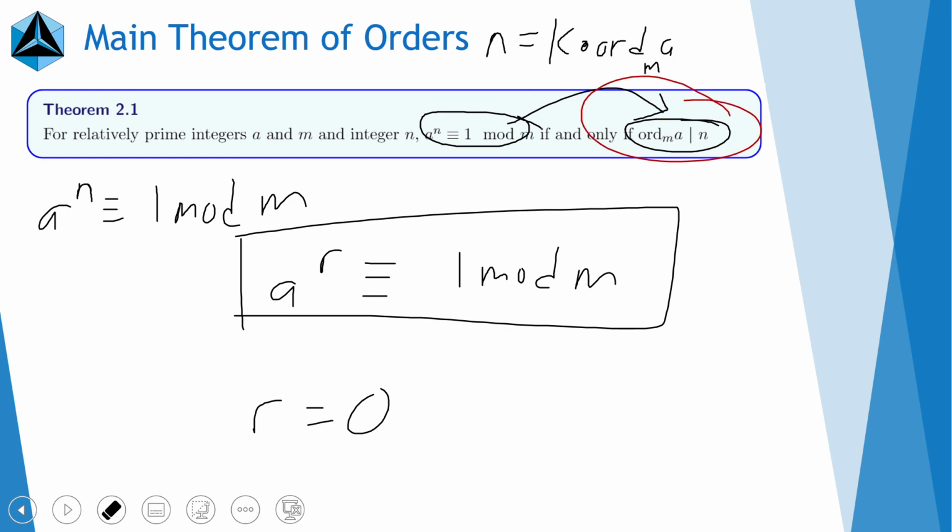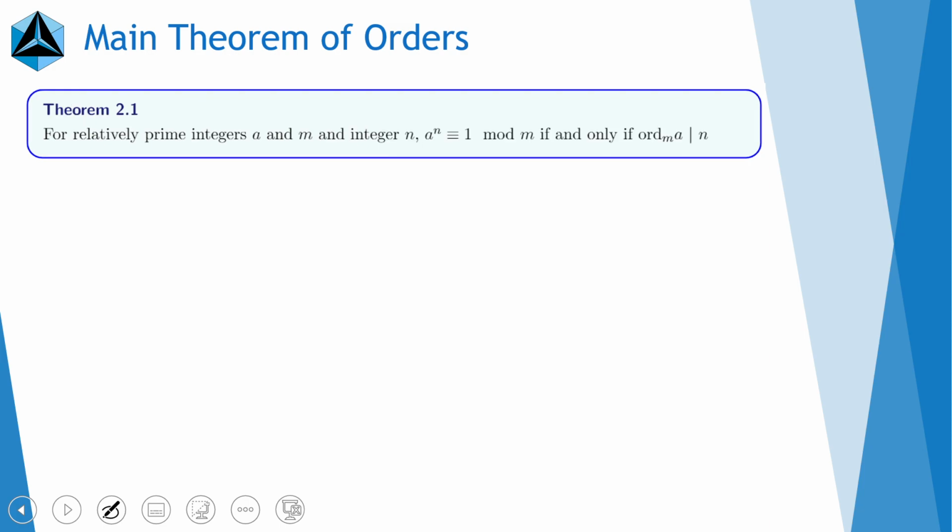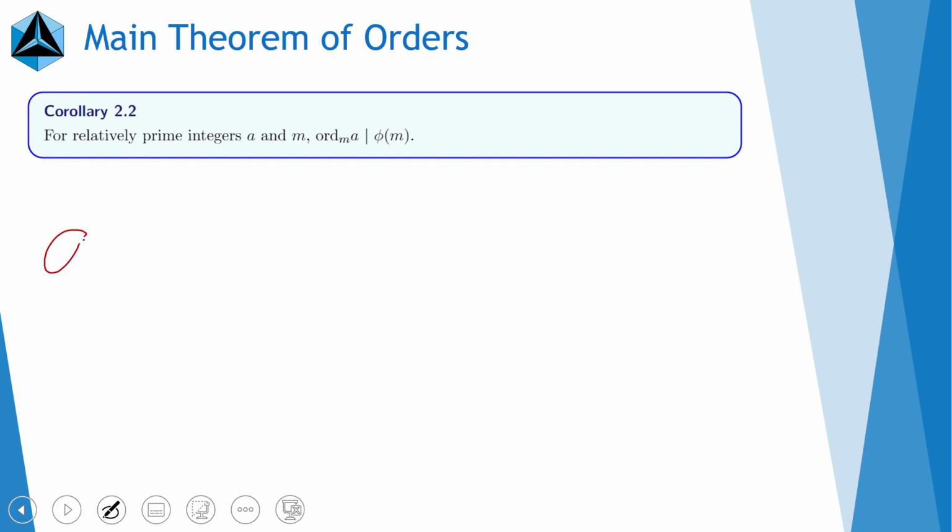So let's look at a corollary. This is also pretty important. For relatively prime integers a and m, the order of a mod m divides phi of m. Given that we've already proved the previous theorem, this is actually kind of easy, because by Fermat's little theorem, we know that a to the phi of m is congruent to 1 mod m.